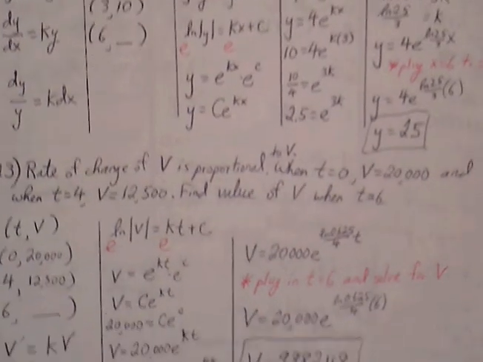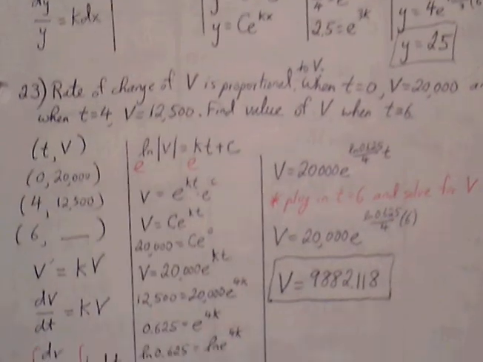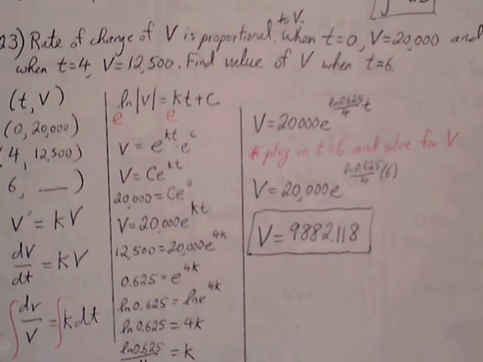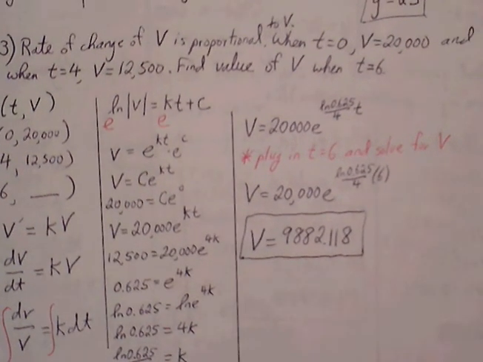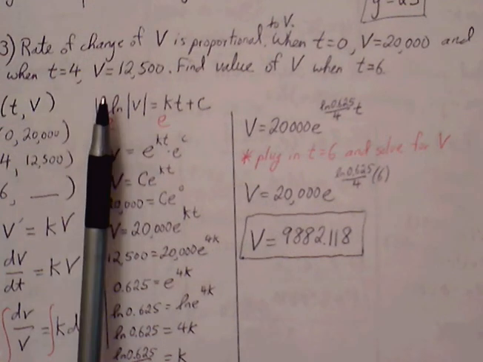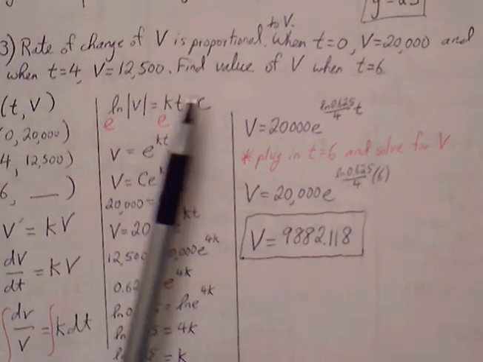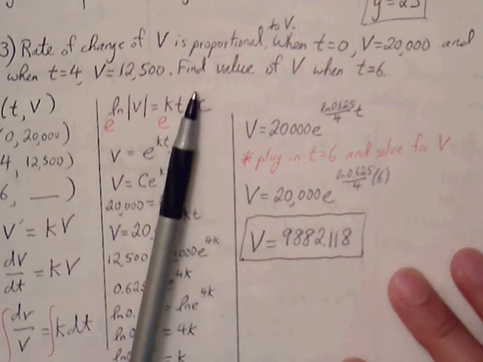All right, 23. Rate of change of v is proportional to v. When t is equal to 0, v is 20,000. When t is equal to 4, v is 12,500. Find the value of v when t is equal to 6.